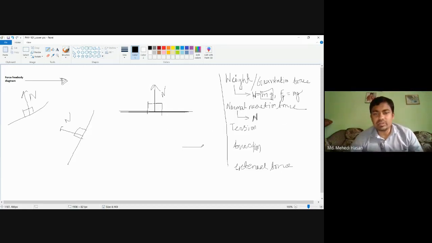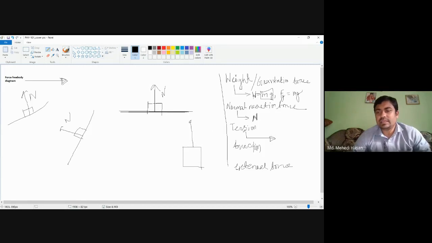If there is a suspended object, then in that case there is no normal reaction force, because the object is not on a surface. There is no contact with another object or surface, so that's why we can say there is no normal reaction force.